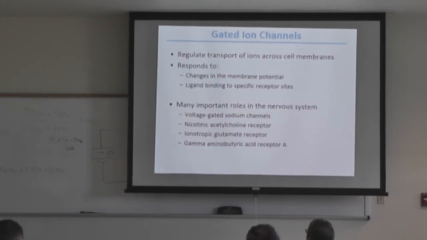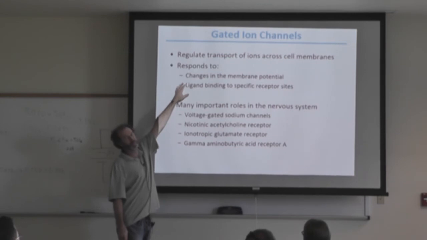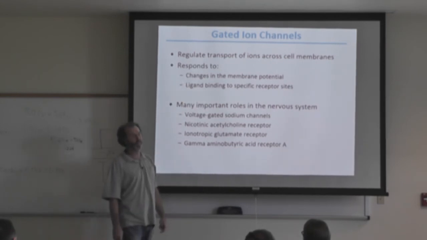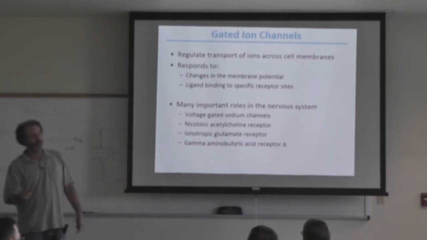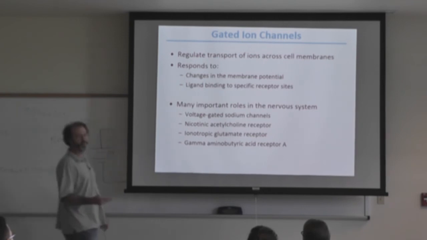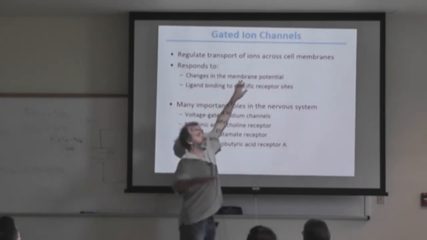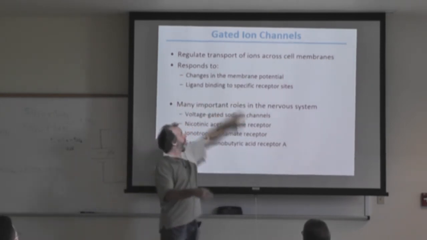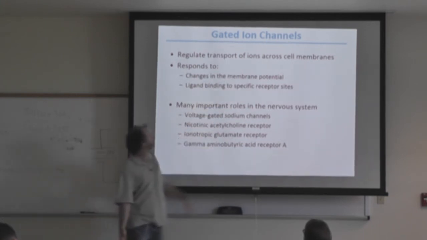So the next section we're looking at is the gated ion channels. They regulate the transport of ions across cell membranes, and they respond to changes in membrane potential. What kind of ion channels are those? We talked about them earlier. There are two types of ion channels. The action gated, not action, but voltage gated. Yeah. Membrane potential is basically voltage, right? Potential difference is a voltage. So we have voltage gated ion channels, and then we have ligand gated ion channels.